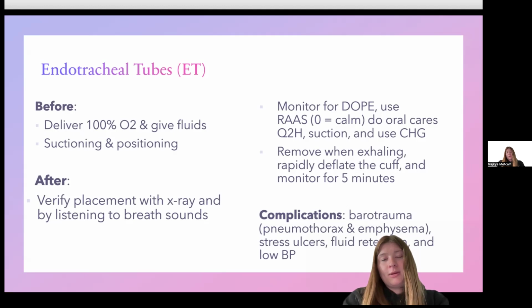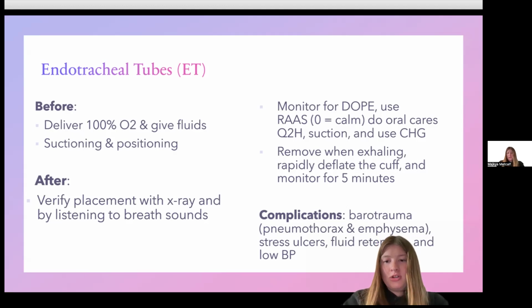We're going to look at the patient's RASS score, with 0 being calm, positive being agitated, and negative being very somnolent. We're going to make sure that we're doing oral care every 2 hours. We're suctioning the patient, and then we're also using CHG. When removing an ET tube, we're going to rapidly deflate the cuff and then monitor the patient every 5 minutes. And we really want to make sure that the tube is being removed when the patient exhales.